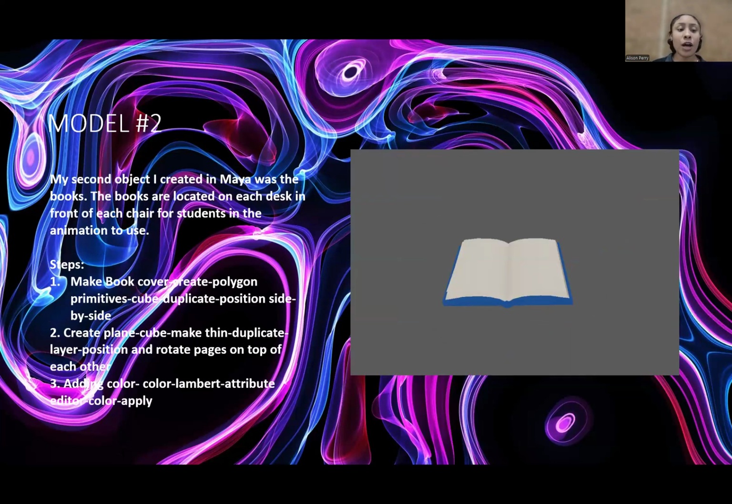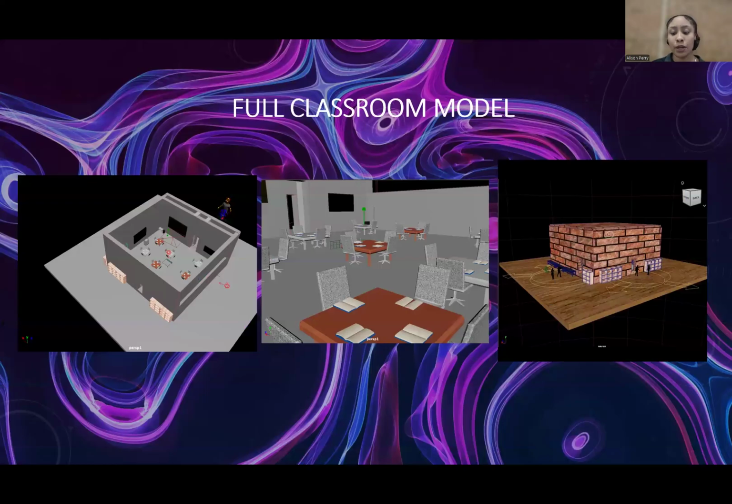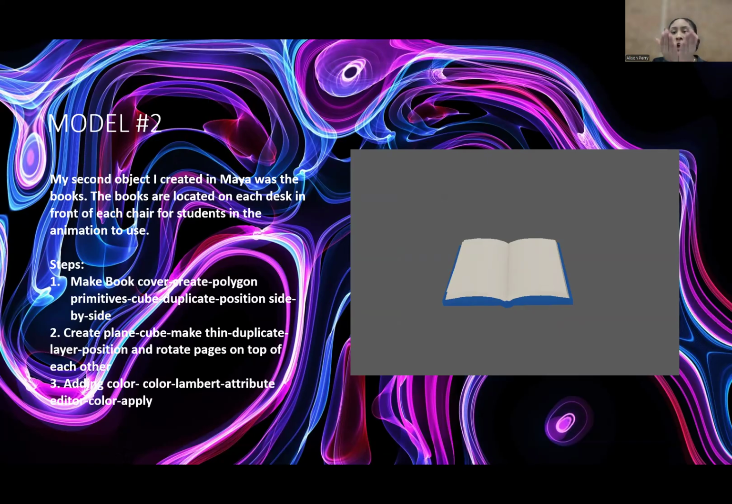And so for the second model, I created a book in Maya and I created that a few different times for all of the books within the desks. So the books are located on each desk in front of each chair for students to use within the animation. So the steps that I used to create that was first, I started by making the book cover by going to create, polygon primitive, cube, duplicate, and then I positioned them side by side. So it would have that illusion of a book cover having two sides.